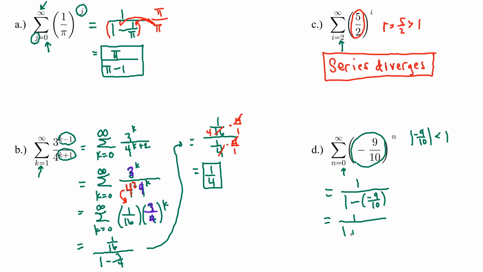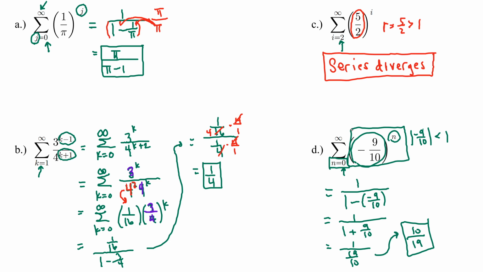So in the denominator, we have 1 plus 9/10, or when we evaluate that, we would have 19 over 10, and simplifying our complex fraction, we'd have a sum of 10/19. The interesting thing about this geometric series is that as n alternates from even to odd, the sign of the term changes from positive to negative.